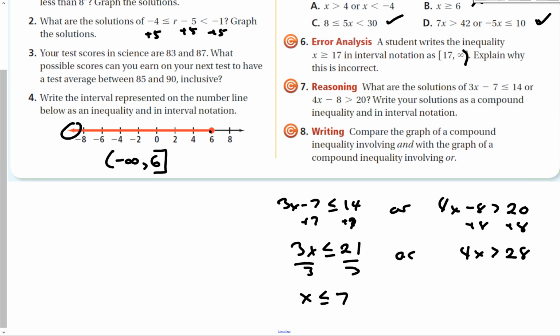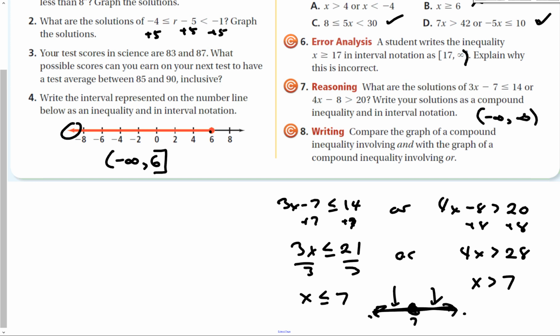Divide by 4, so 28 gives x is greater than 7. If you need only one or the other to be true, look at a number line. Right here is 7. x is less than or equal to 7, so that's a solid dot going this way, and then an open circle going this way, but the open circle and the solid dot are the same thing. So this graph contains every possible answer, from negative infinity to positive infinity.